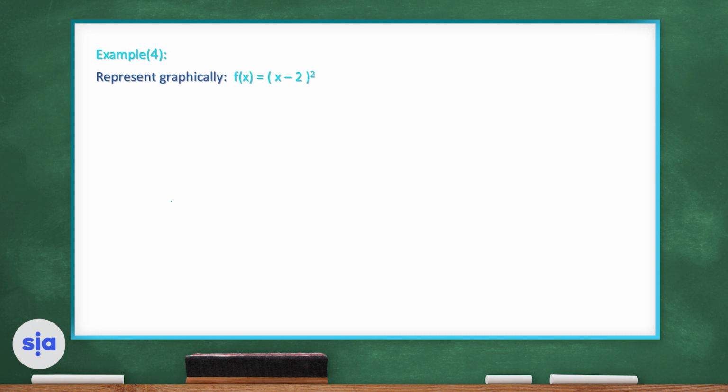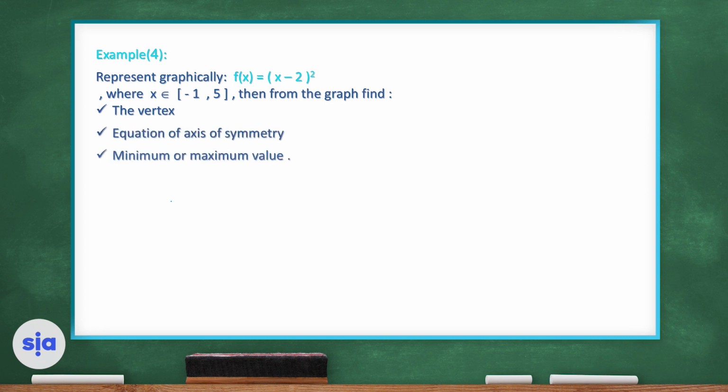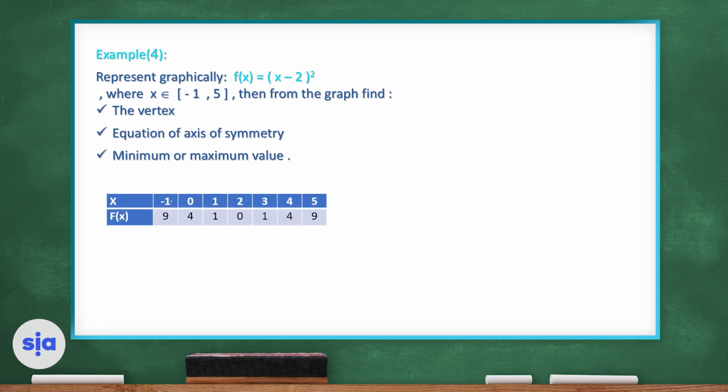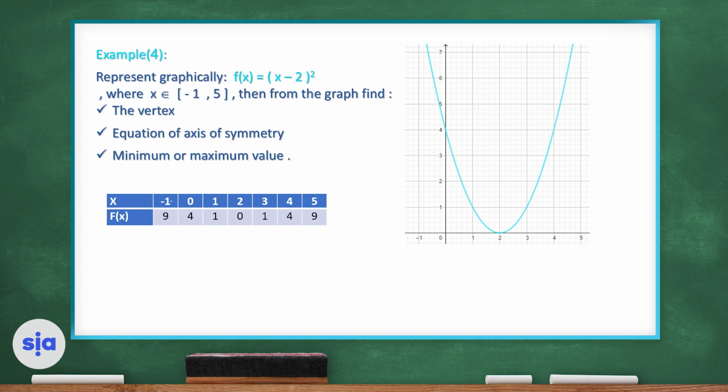Another example, example 4, f of x equals x minus 2 all squared, where x belongs to the interval from -1 closed until 5. When you graph, the question is asking us to find the vertex, the equation of axis of symmetry, and the minimum or maximum value. Here is the table of values, and here are the values that I'm going to replace to get the graph. The vertex in this case, as you can see, is 2 and 0.